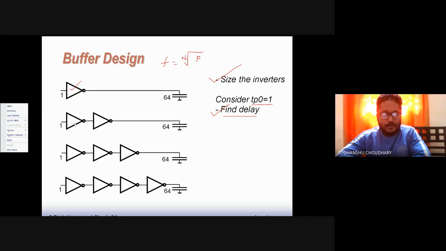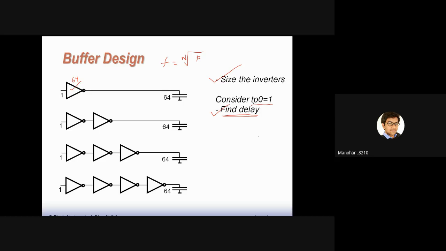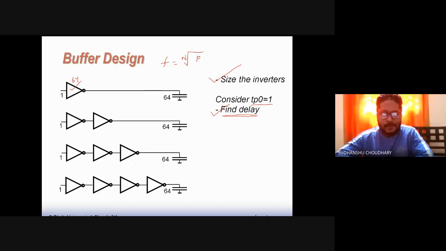What about these two? Let me write here 64. And what about delay? Calculate delay also. Tell me what is the delay for this one, considering Tp0 as 1. How much is the delay? 65, sir. Yeah, 65, correct. 65 picoseconds or nanoseconds? Okay, let us say 65 only.